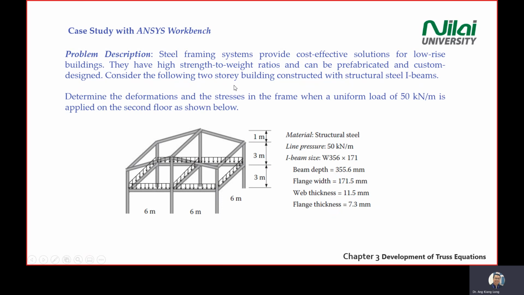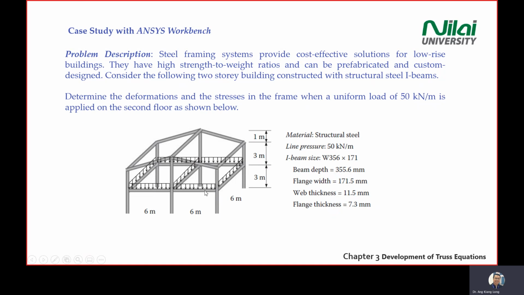So consider the following two-story building, as you can see in the picture here. It is constructed with structural steel I-beams. Later we need to change the cross-section of our beam. In this case, we use ANSYS to help us determine the deformation and the stresses in the frame when a uniform load of 50 kilonewton per meter is applied to the second floor as shown.